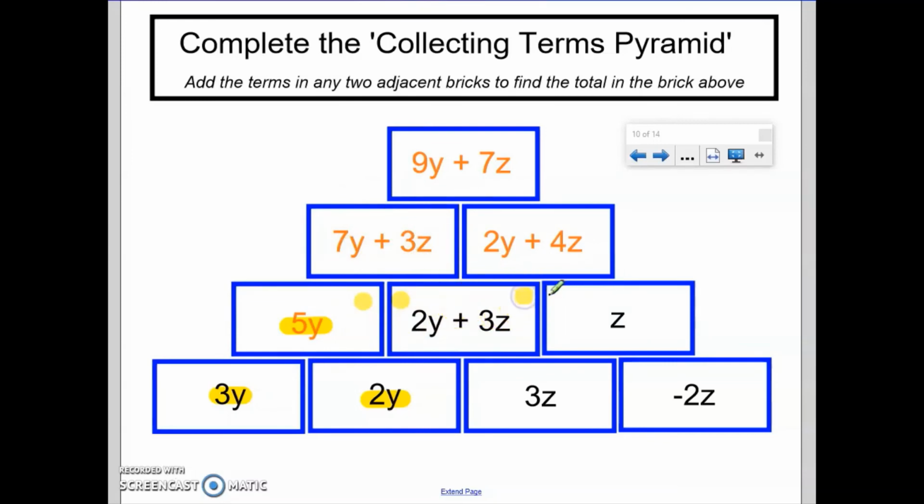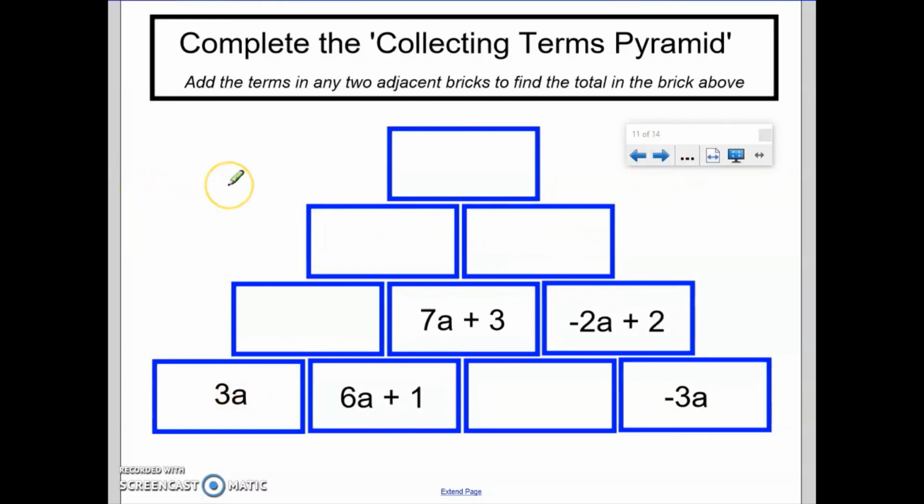When I take this brick and add it to this brick, I'm left with 2y plus 3z plus z. So my z's can be put together to create 4z. This is my simplified expression. And then for my last two boxes here, 7y added to this 2y gives me the 9y, and 3z added to this 4z gives me the 7z. Very well done if you were able to achieve the top brick here.